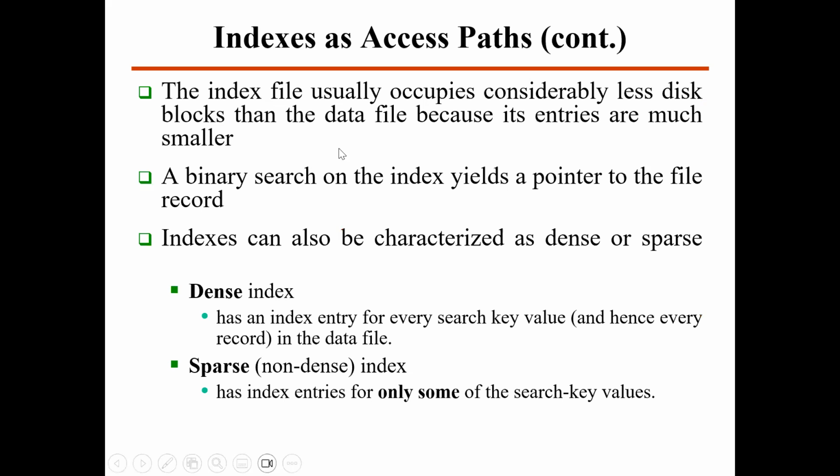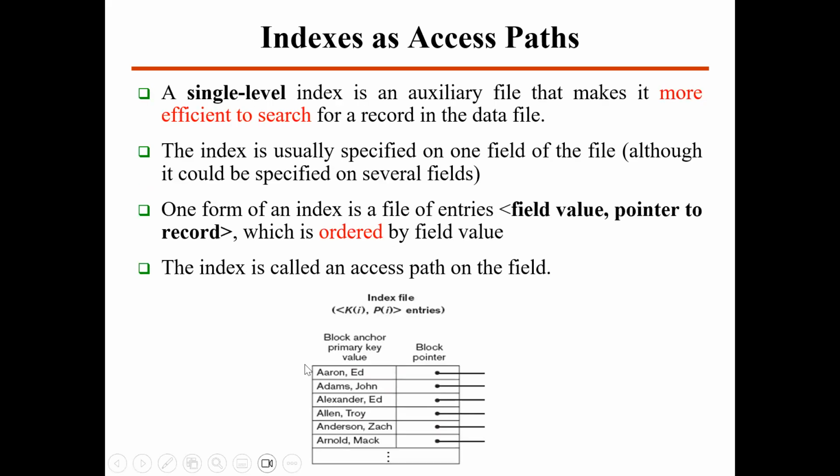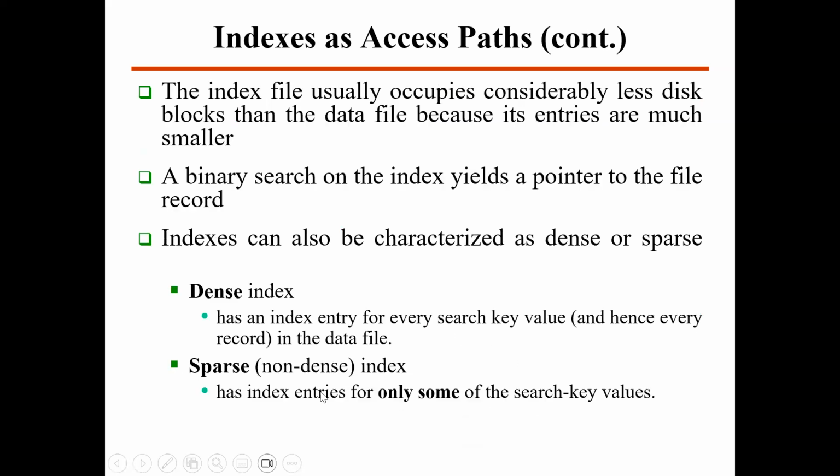As you see here, the index file is only holding the key field, it is not taking all the information within it. So the size of the index file is much smaller than what is occupied by the data file. Now that we have an index which is smaller, making a binary search on the index field becomes much faster. A binary search on the index yields a pointer to the file record.